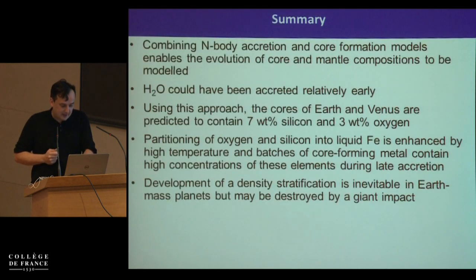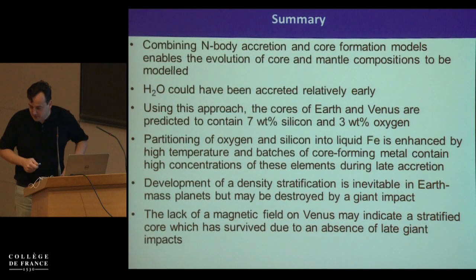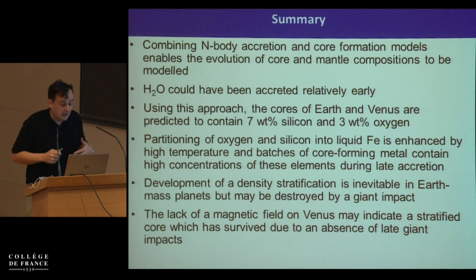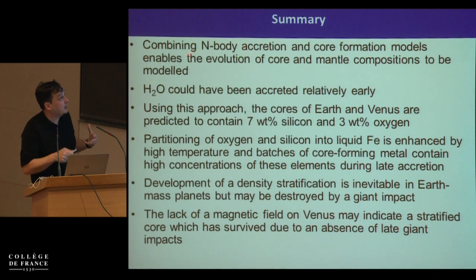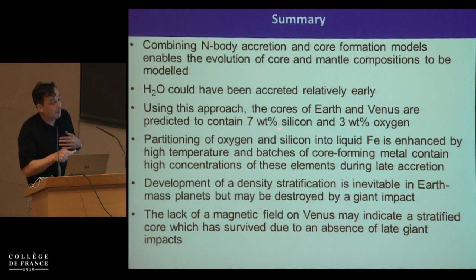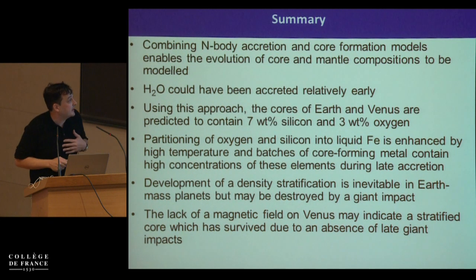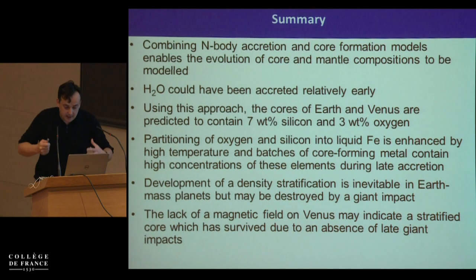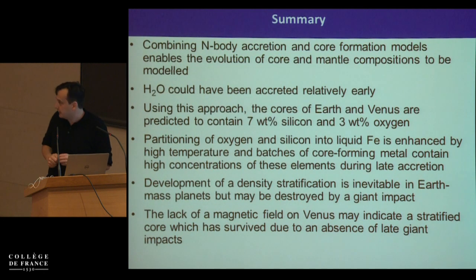Okay, so in summary, maybe I've gone on too long, but we combine these n-body solution models to try and get some constraints on what the n-body accretion models would really mean for the chemistry of planets. And it seems that we can accrete water very, very early. We seem to find that we have mantles and cores which are dominated, both for the Earth and Venus, by silicon and some oxygen. And perhaps what happens is that towards the end of core formation, we develop this light element stratification on top of the core.